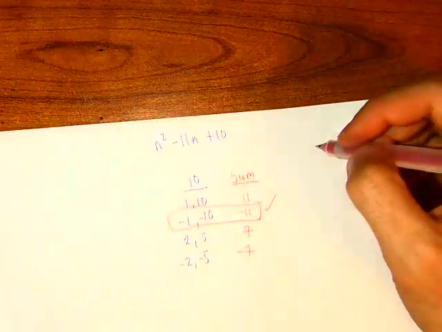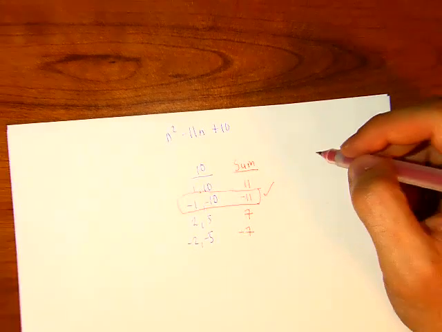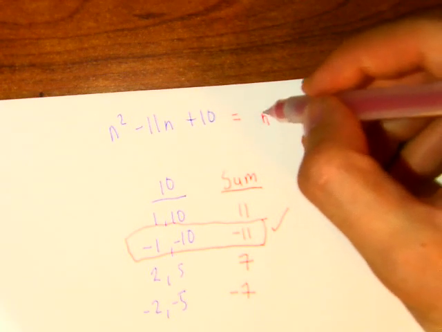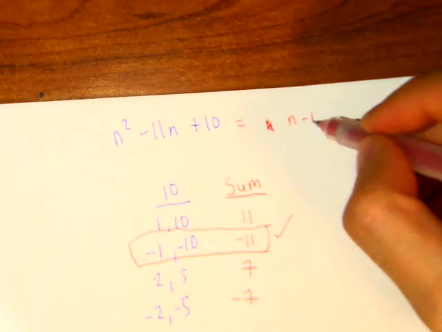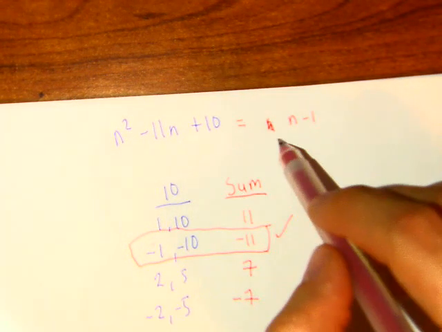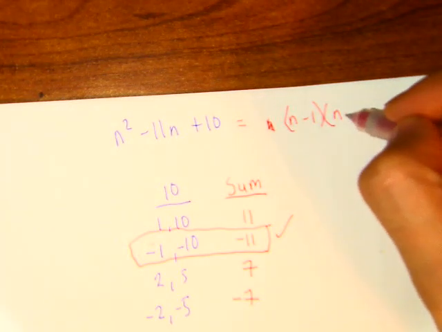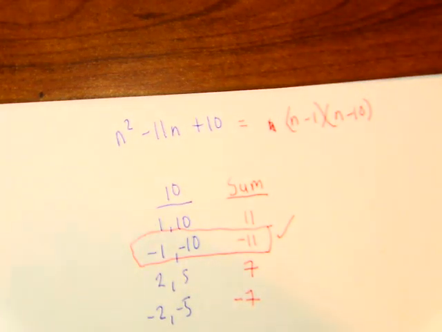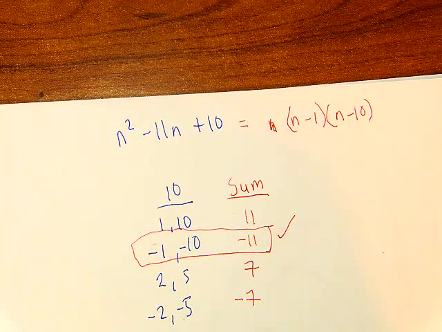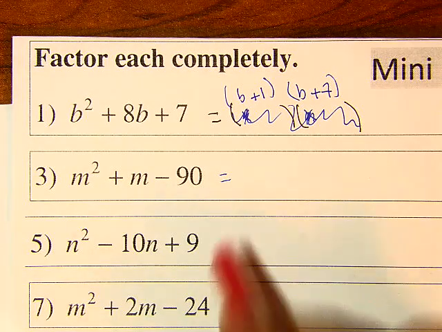And we can break this into, this is equal to n minus 1. You just basically use that variable n, so it's n, one of these factors, n minus 1 times n minus 10. And that's it. We broke this trinomial into two binomials, and we get the original when we multiply them, right? Let's try and do one more together. Let's look at this one. M squared plus m minus 90.